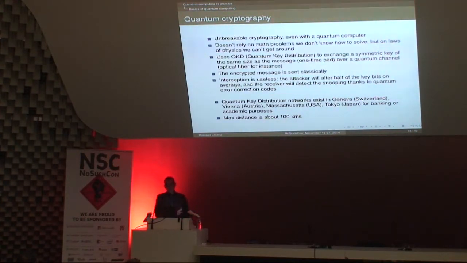Quantum encryption doesn't rely on a math problem like RSA factorization, for instance, but instead uses QKD, quantum key distribution, to exchange a symmetric key of the same size as the message. So it's a one-time pad, and the key is transmitted over optical fiber. This is a quantum channel, and the message is transmitted normally, I mean over the internet, for instance. The principle is, if some attacker tries to get the key, that is to say, to measure the photon polarization over the optical fiber, the attacker will destroy half of the photons. So he will not only destroy half of the key, but the recipient will be able to see that somebody is trying to view the key, or to measure the key, using quantum error code. So this is unbreakable cryptography that is currently working.